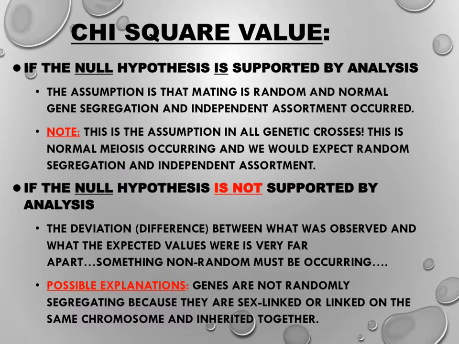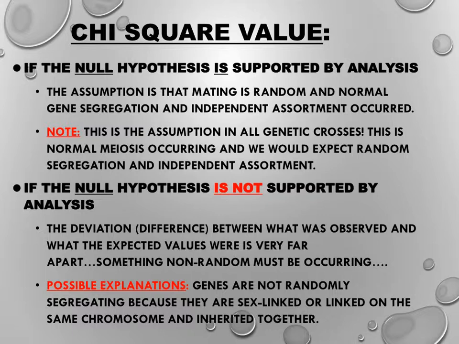So once you work out all of the different parts of chi-square in terms of the actual math, and you end up with a chi-square value, you really only have two outcomes. Either your null hypothesis is supported by your data set, or it is not supported by your data set. So after you've run your chi-square analysis, either it's in support of your null, or it is not in support of your null.